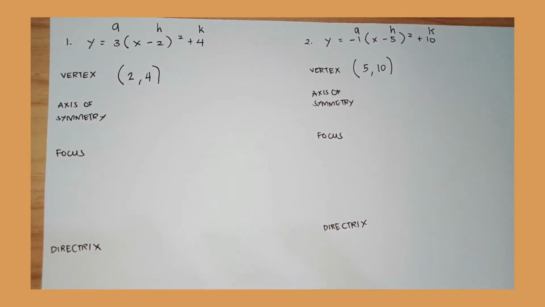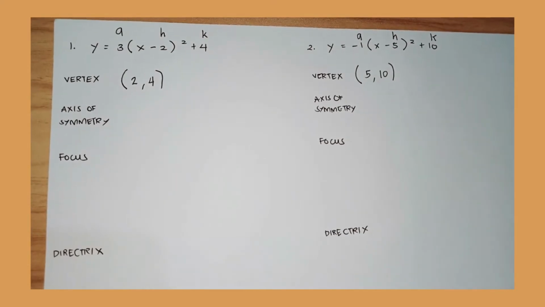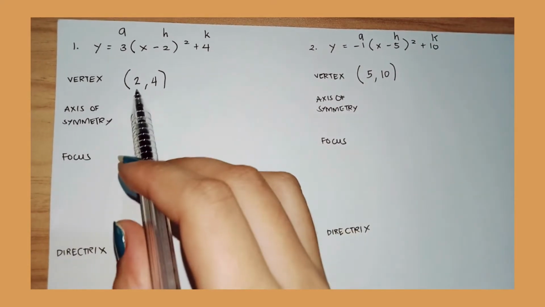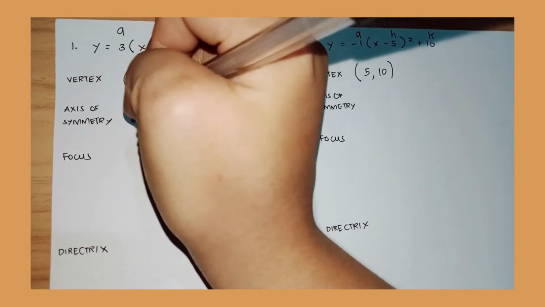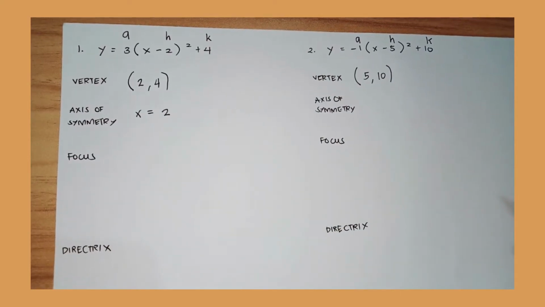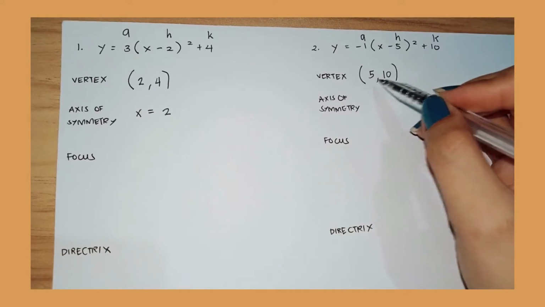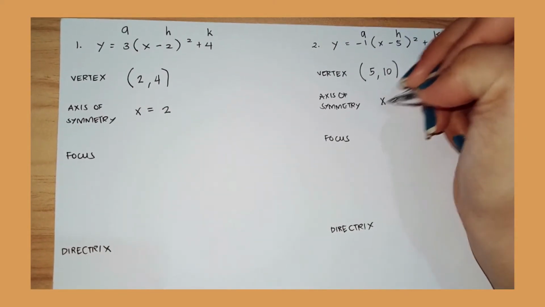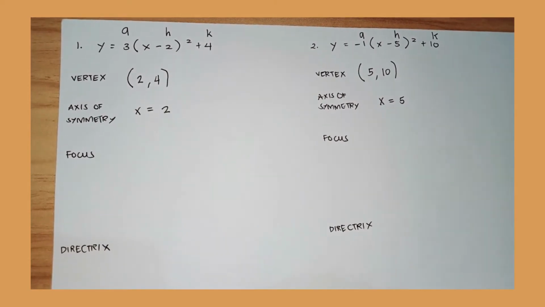What about the axis of symmetry? Yung axis of symmetry, yan din yung h natin. So, ito yung h natin kanina, which is 2. Yung gagawin mo lang, x equals 2. Yan na yung axis of symmetry. Same with this one, yung h natin ay 5. So, this will be x equals 5. That would be the axis of symmetry.